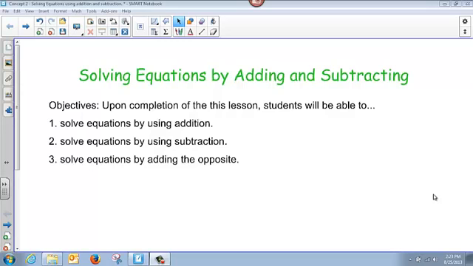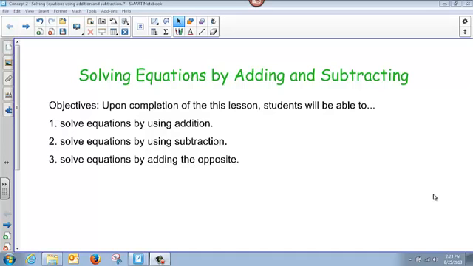We're going to be solving equations by adding and subtracting. We haven't talked a whole lot about equations, but we have talked about expressions. So we're going to define equations, and we're going to talk about how to solve equations using addition, how to solve equations by using subtraction, and how to solve equations by adding the opposite of a number.